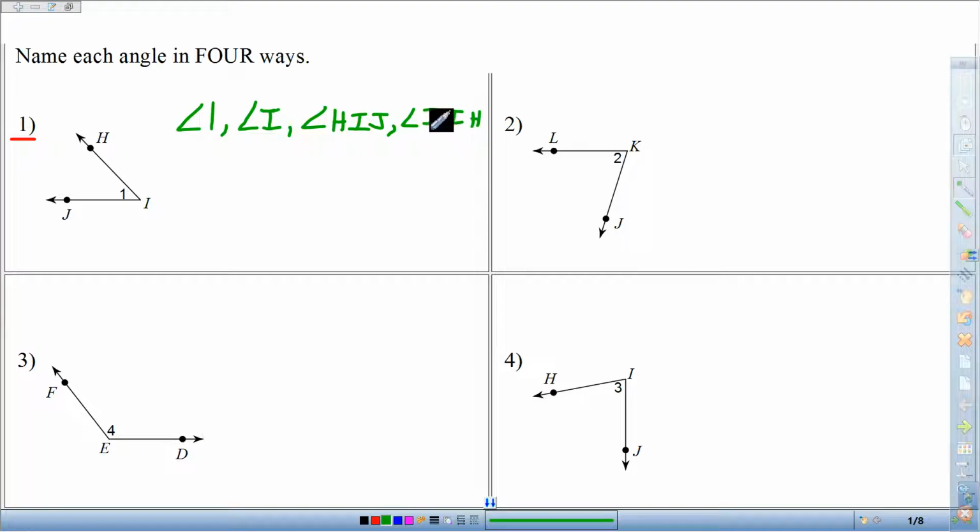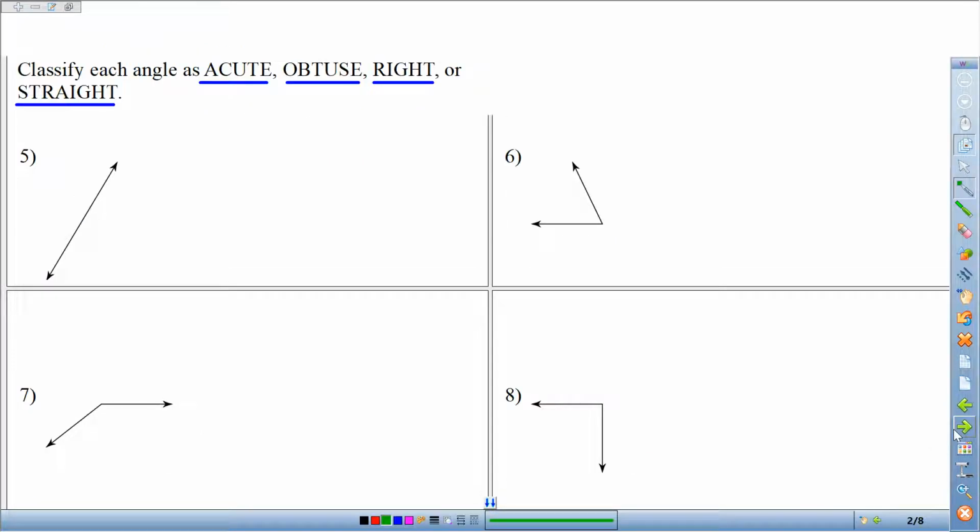But remember, when we name it with those three points, we have to start on the side and make our way to the other. We can't start in the center. So that's the idea with those. Stick with me as I go through this. If you need to pause the video as we do it, feel free.